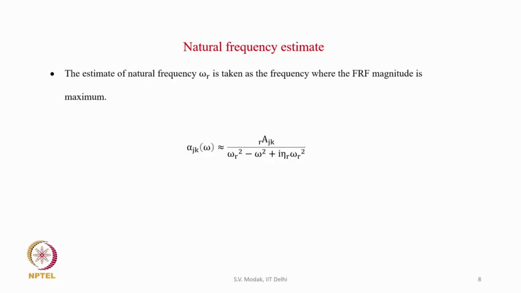If you look at the FRF expression, we see that when omega is equal to omega r, the denominator is minimum; the magnitude of the denominator is minimum. This means that the FRF would be maximum at that frequency. This is the observation based on which the estimate of the natural frequency is made.